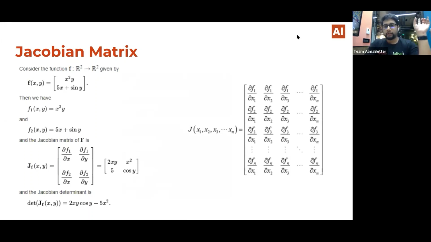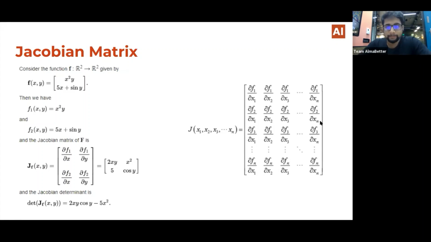So you were taking just one function till now. Now let's say you have a lot of functions, and you want to take the derivatives with the same set of variables. So how do you represent it? Don't get intimidated by this. I'll explain how you remember this Jacobian matrix.